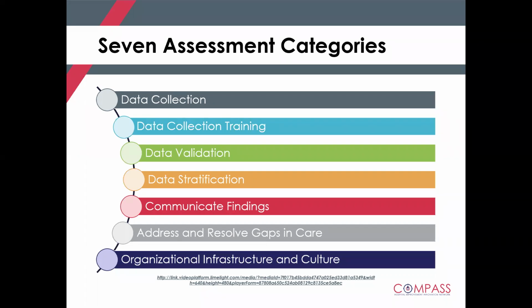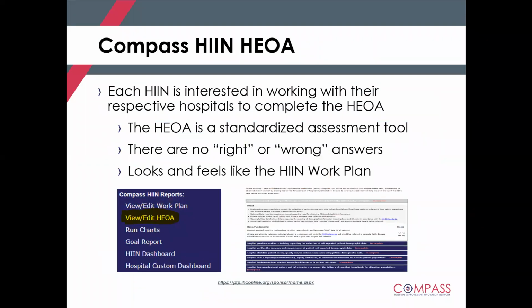I'm going to go ahead over to our demonstration. So the Compass HIIN Health Equity Organization, each HIIN really, so there are 16 HIINs across the United States, that each HIIN is interested in working with their respective hospitals to complete the Health Equity Organizational Assessment. It's really a standardized assessment tool. I want to emphasize that there are no right or wrong answers. We really are looking for a good, solid baseline. And for those of you who are the HIIN hospitals and use the HIIN database, it's going to look and feel a lot like the HIIN work plan.